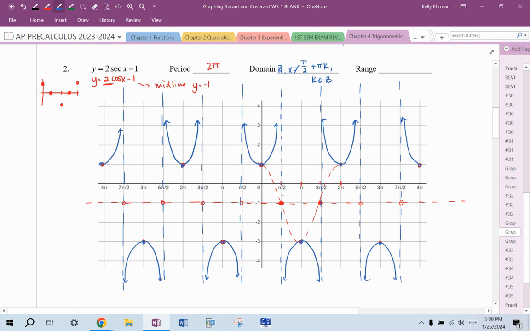Or remember, you can also just solve for this. This is our original set of asymptotes for secant that we had in our notes. So if you also just kind of memorize this, this is a good starting point. And then the range for this one is negative infinity to negative 3. And then the top branches pick up from 1 and go up to infinity.